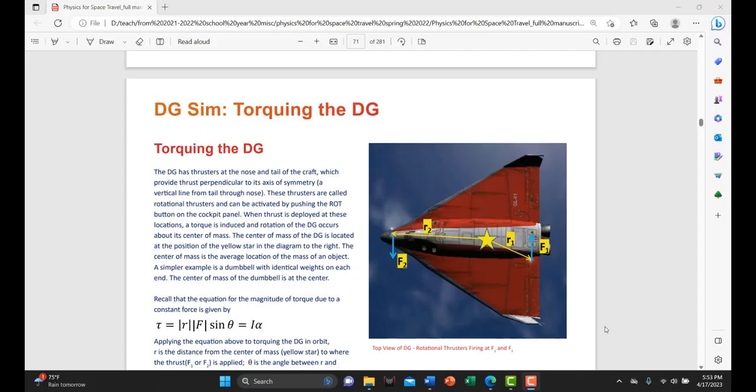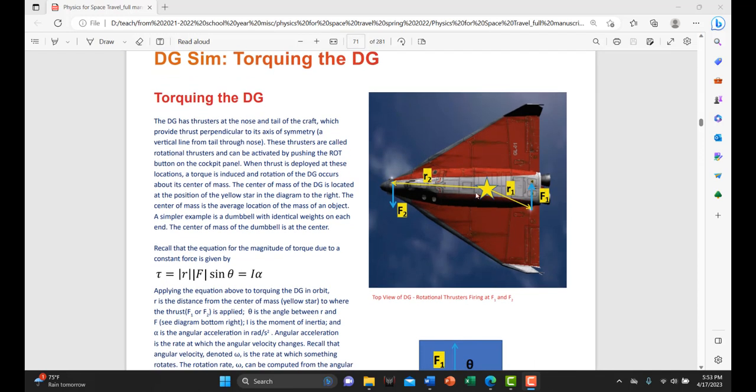Page 71, torquing the Delta Glider. Many times you need to rotate the Delta Glider, and the way you do that is via a torque. A torque results in an angular acceleration, alpha. I is the moment of inertia, which is how the mass is distributed around the rotation point. The rotation point for something in space is going to be its center of mass.